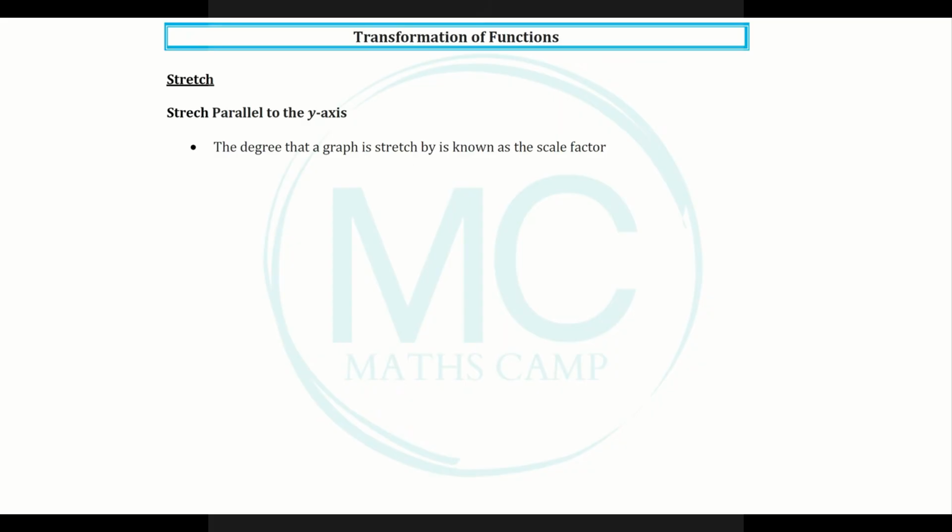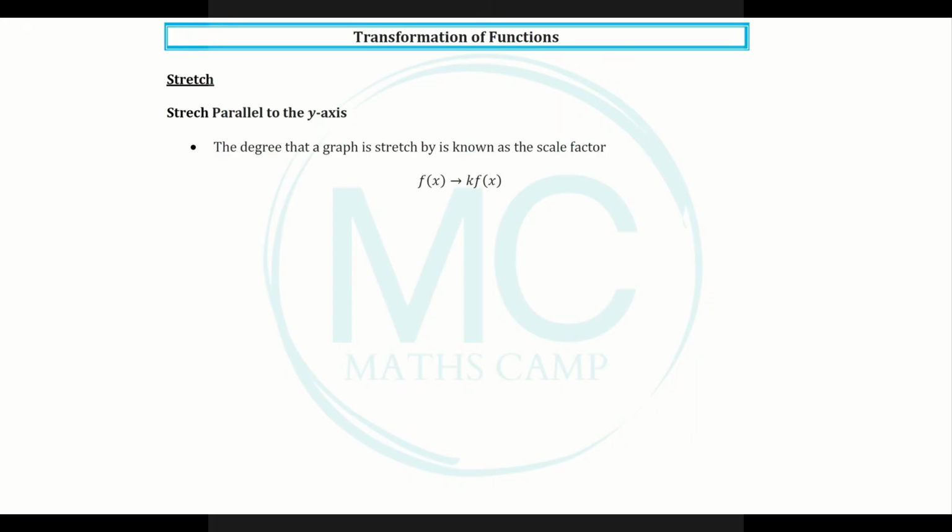We know that in an equation, y is f of x. So when transforming a graph, we multiply f of x by the scale factor. Let's call it k. Remember that this also works the other way around. If the height of a graph becomes shorter, then the scale factor is a fraction. So if the new graph is half the height of the original, then k has to be 1 over 2.